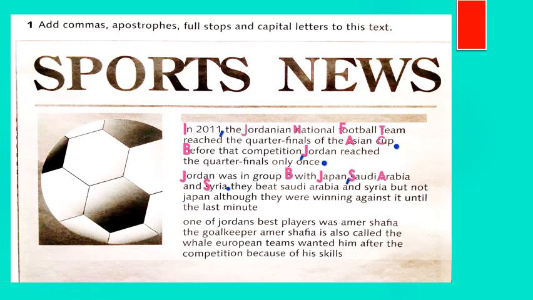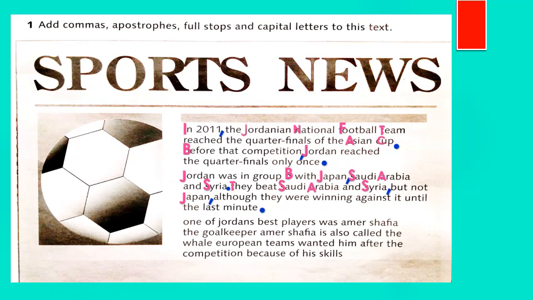So here we have: They beat Saudi Arabia and Syria. So we must put a capital because it is the beginning of a sentence. Beat Saudi Arabia, it is a proper noun. And Syria, it is a proper noun. But not Japan. So here we have clauses with different subjects. Although, so here we have different subjects. So they were winning against it until the last minute. So here we have the end of a sentence. So we add a full stop.